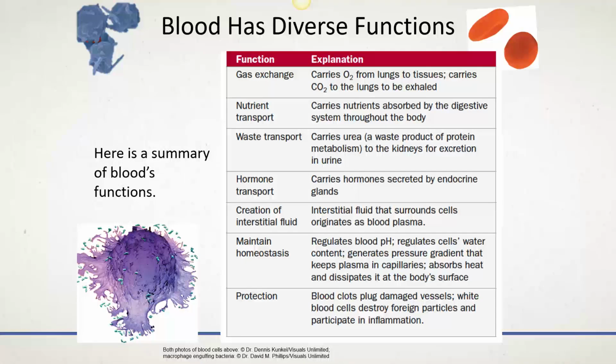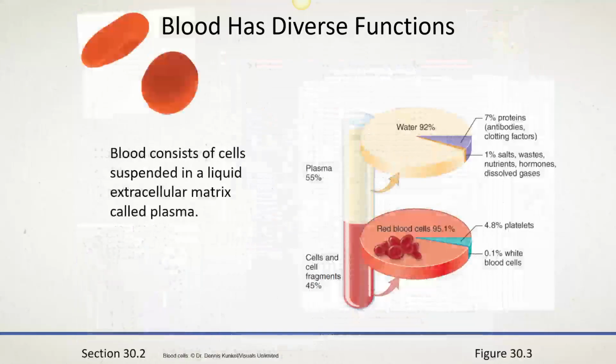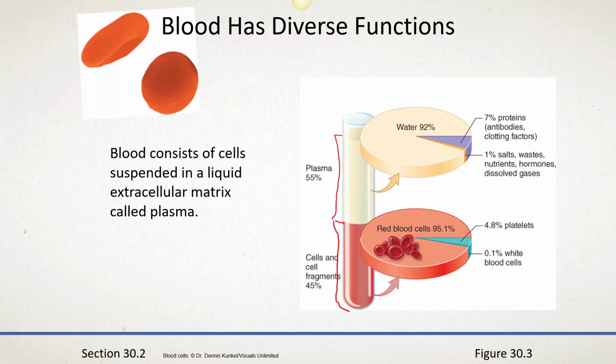It also plays a major role in protection. So with damaged blood vessels, blood clots prevent infiltration of foreign objects, and it plays a role in inflammation. So blood consists of cells suspended in a liquid extracellular matrix called plasma. About 45% of the blood is red blood cells, or erythrocytes, and 55% is plasma. Less than 1% of the blood is white blood cells.